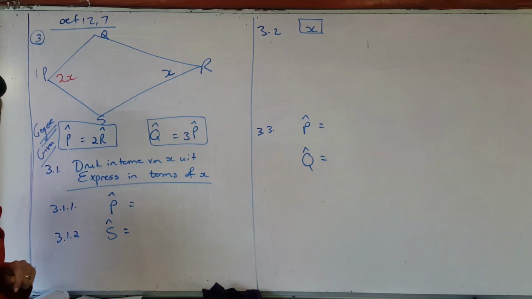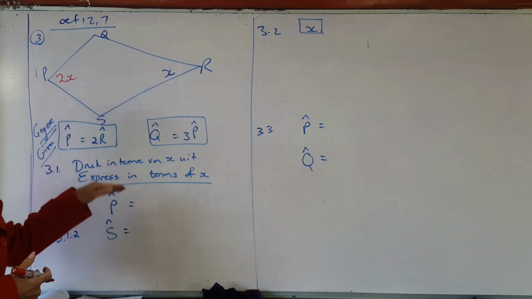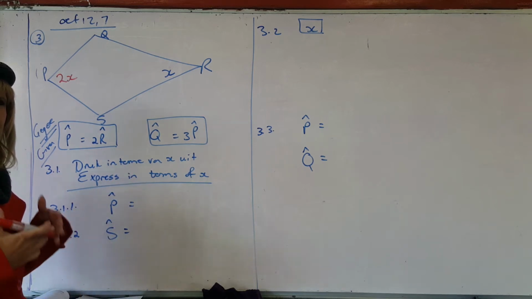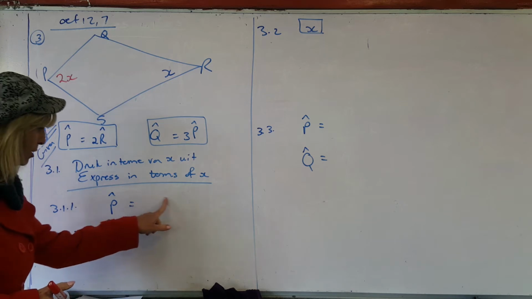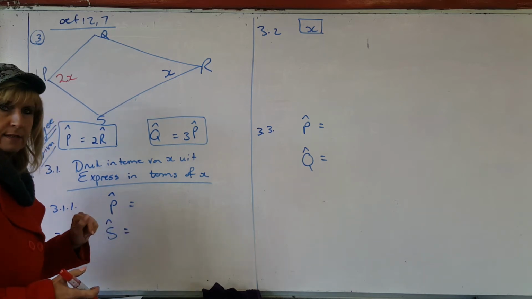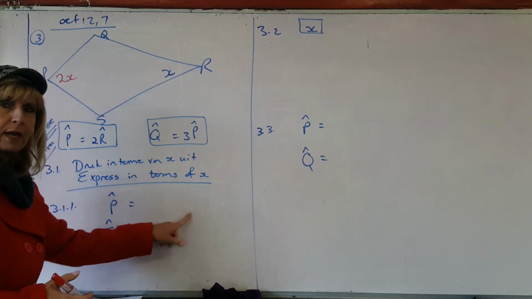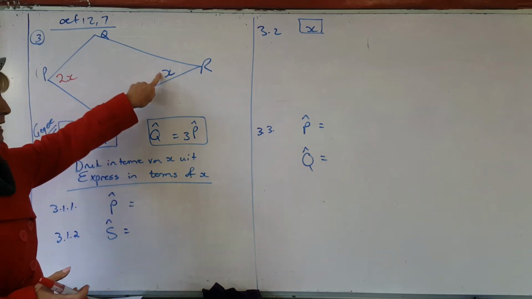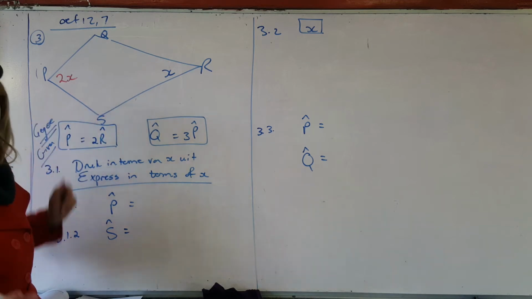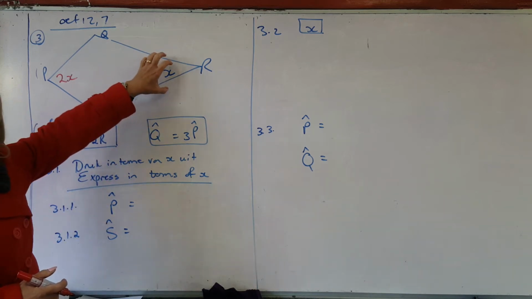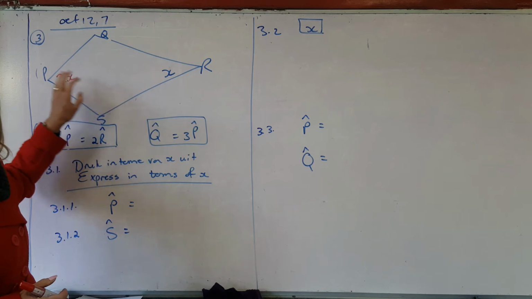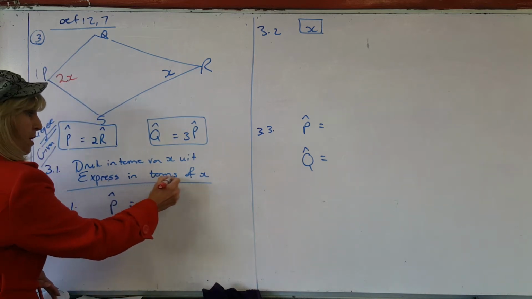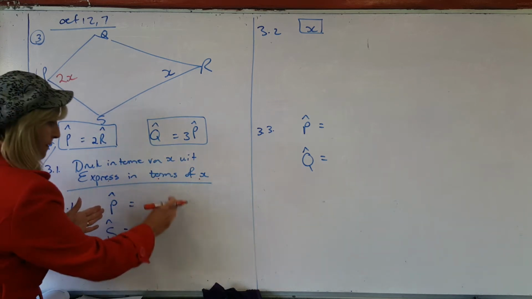Nou, luister mooi na die woorde. Druk die volgende in terme van x uit. What does it mean? Express in terms of x. So your answer must have an x in it. Jou antwoord moet 'n x in hom hê as jy dit uitdruk in terme van x. Jy kan nie nou besluit dis x, so dis A en B en C nie. You can't decide if this is x, you call this y, z, k, whatever. They say express it in terms of x. So you've got to have an x in there.